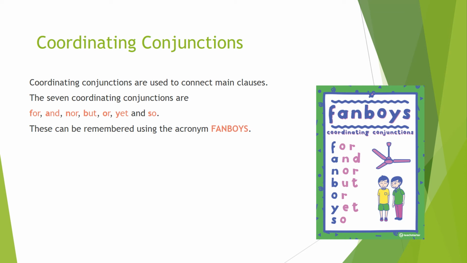Let's have a quick look at coordinating conjunctions. Okay, so the coordinating conjunctions are used to connect the main clauses. The seven coordinating conjunctions are for, and, nor, but, or, yet, so. Okay, and we can remember these by using the acronym FANBOY. So you see over the side here, for, and, nor, but, or, yet, so.